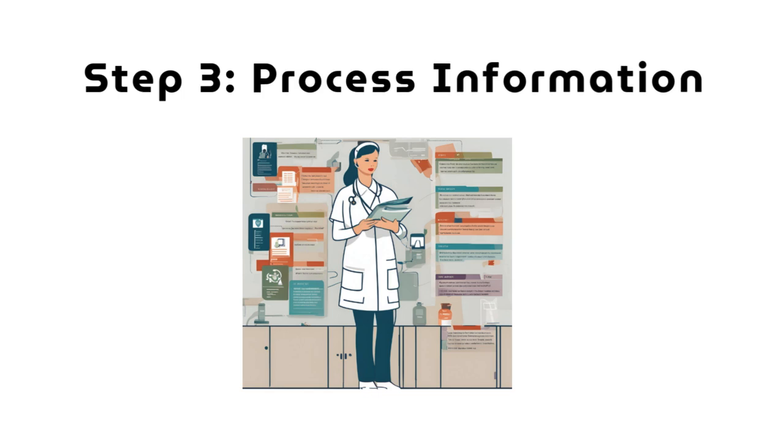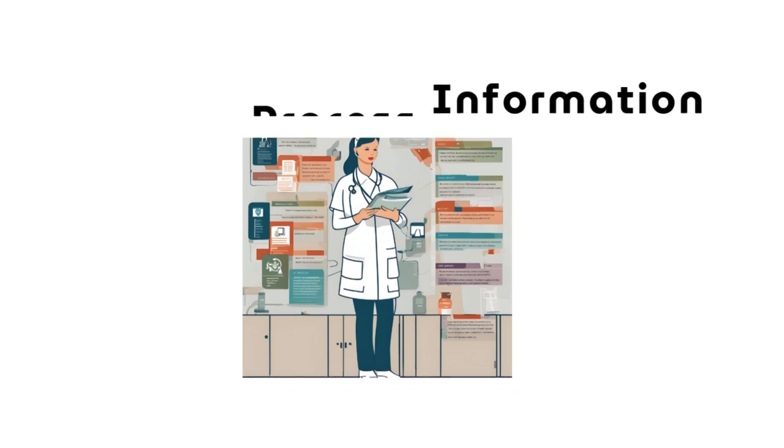Step 3. Process information. Analyze the cues you've collected. Identify patterns, compare findings to normal ranges, and prioritize what is most concerning. Prioritizing issues will be linked to the primary assessment A to E and/or the secondary system-based assessment. Example: shortness of breath and low oxygen saturation indicate respiratory distress.